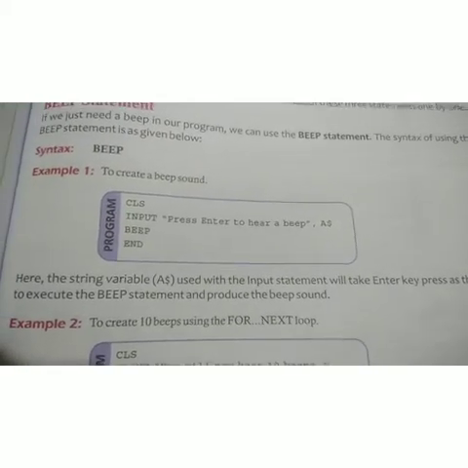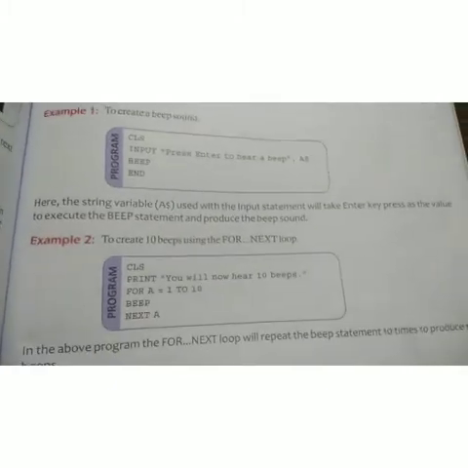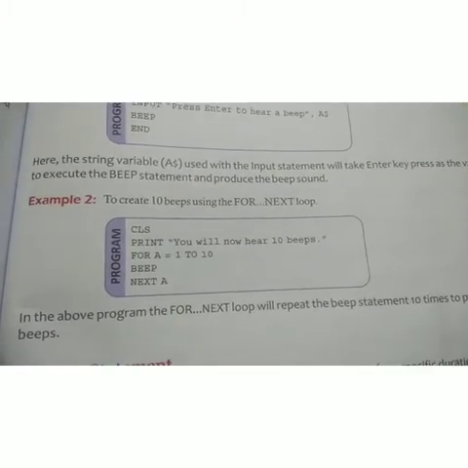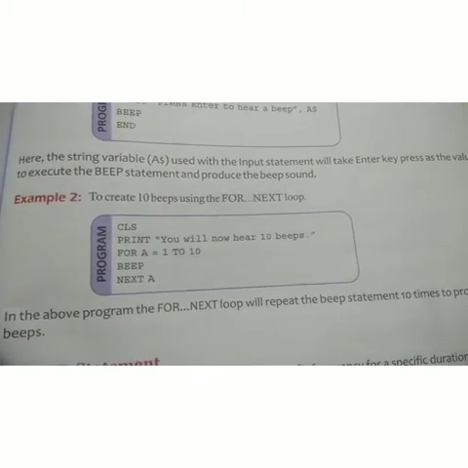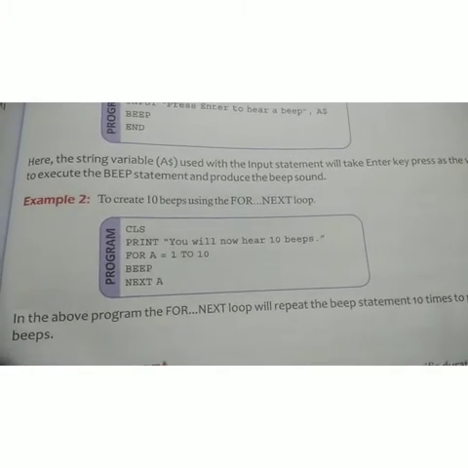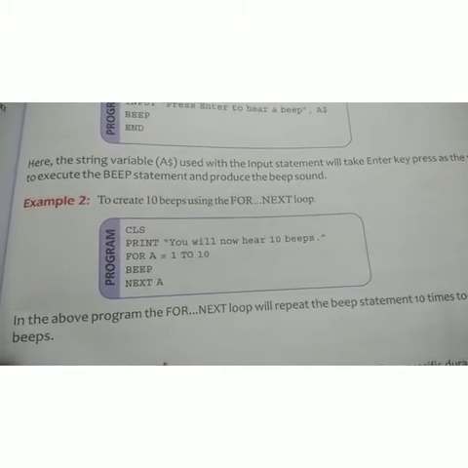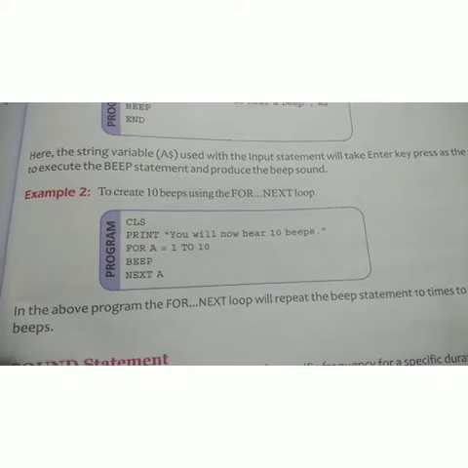Okay students, now let's see the next example. Example 2, to create 10 beeps using the FOR NEXT loop. CLS, PRINT "You will now hear 10 beeps", FOR A = 1 TO 10, BEEP, NEXT A. Okay, in the above program.